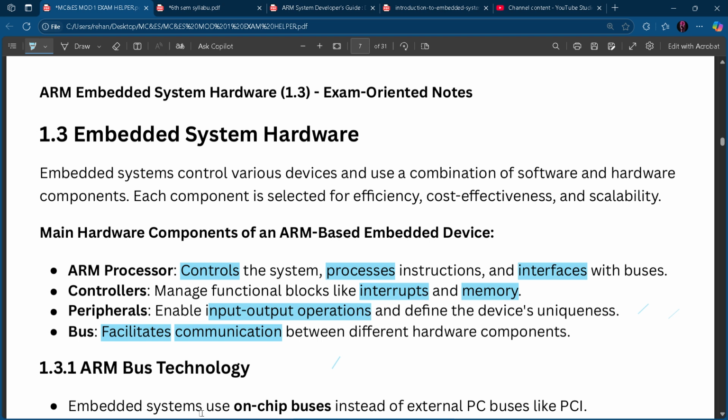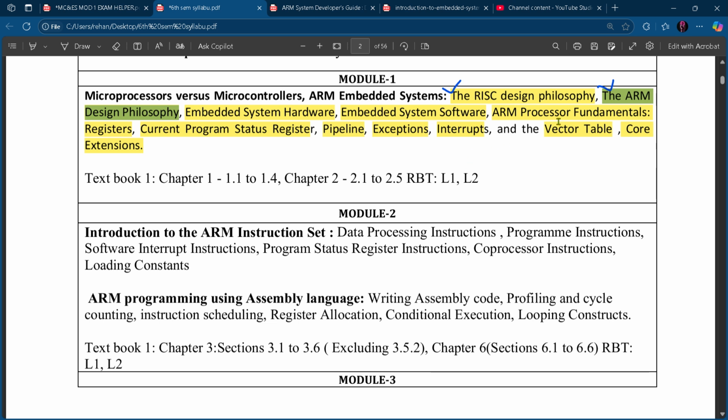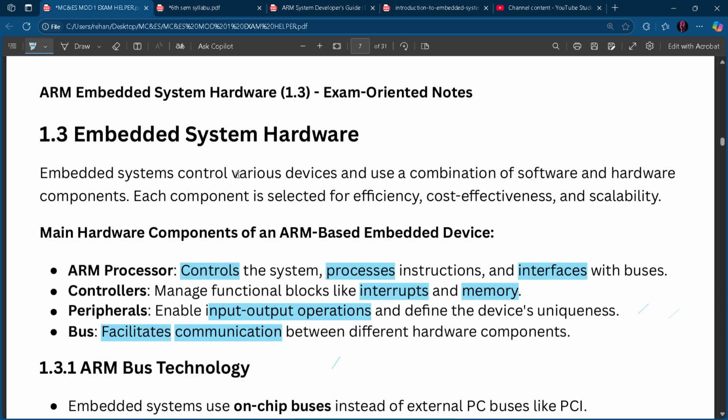We'll be moving to the next topic, that is embedded system hardware. We have already completed two topics, that is RISC and ARM design philosophy. Now we'll be going for embedded system hardware. Once it is done, we'll study about its software and then continue to the next topic. You have to know four things about this embedded system hardware.